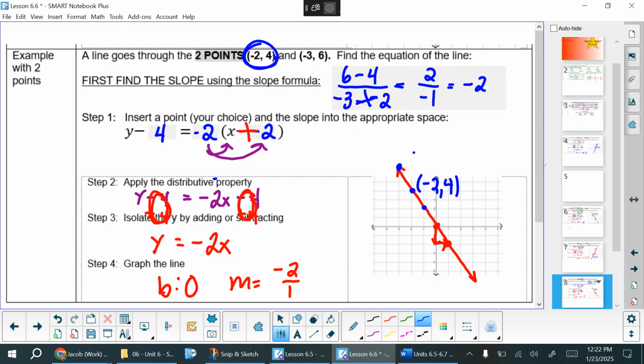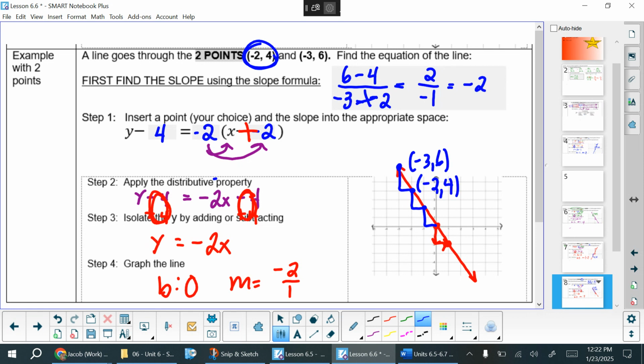And if I was to go up to here, that would be my point, -3, 6. And you can see between those, I have a rise and run of down 2 over 1. And so we can see it does go through those 2 points, and it does have a slope of -2, just like we found.